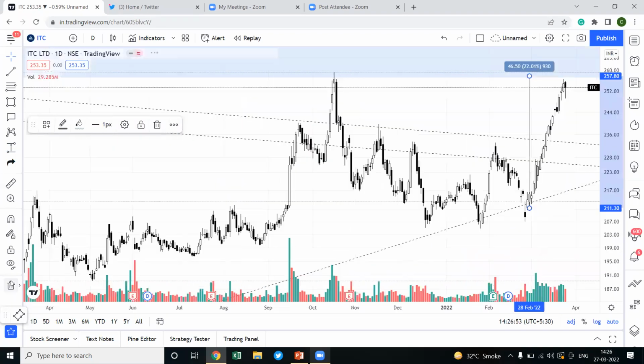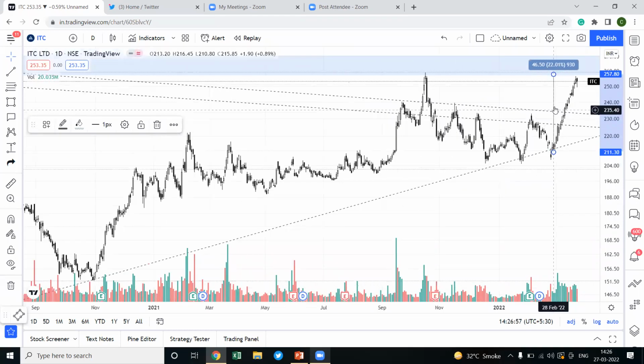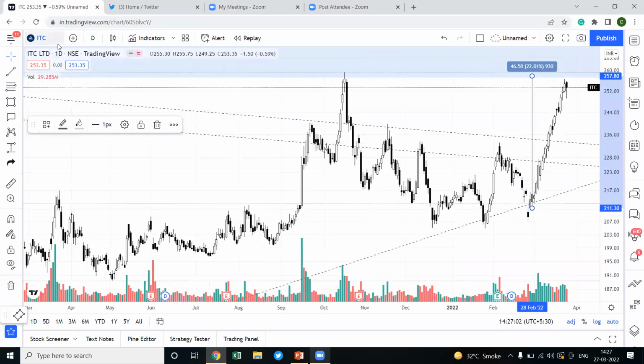But if you are a swing trader, you can look for opportunities. You can look to buy the stock when it comes near the 240 level, because the overall short-term trend is to the upside. But on a 1 or 2 month period, unless it closes above 270, I don't think ITC would move. Right now it is at the 250 level, and the 270 level is nearly 6 or 7% away.